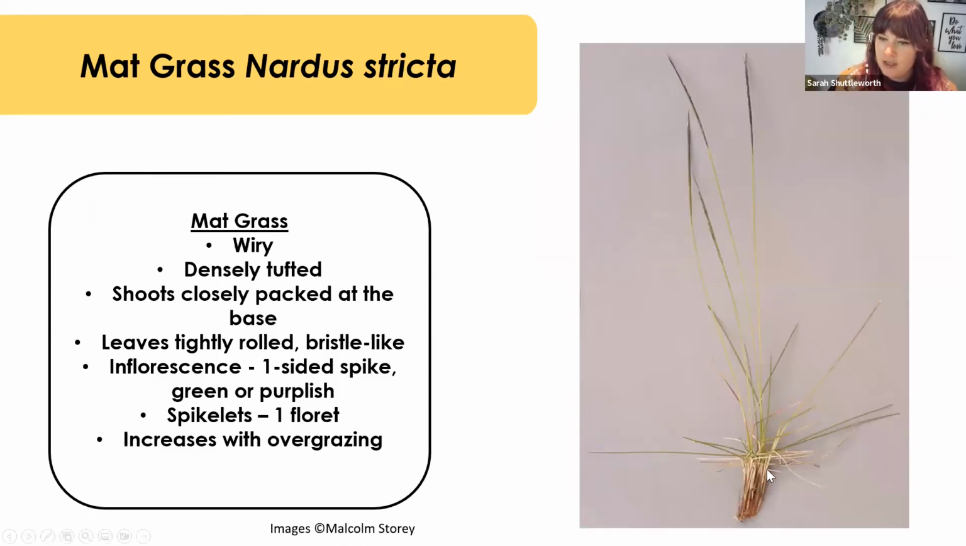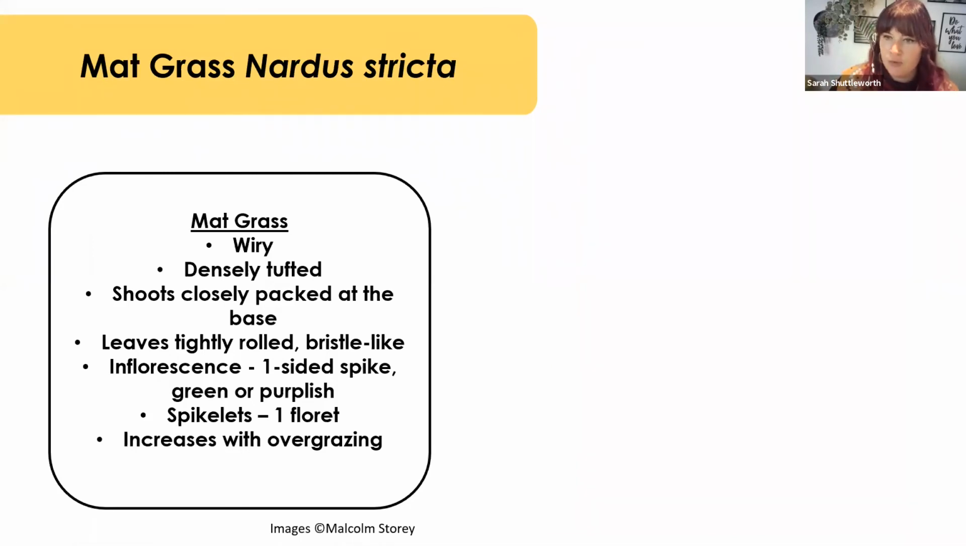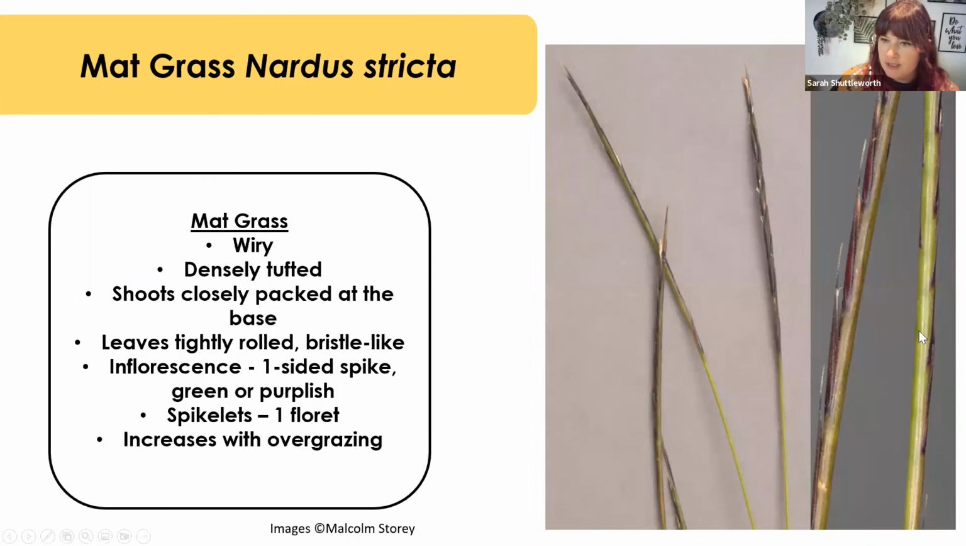And you can see that the leaves come out quite acutely from the base. That's another thing that creates this spread out effect. That's quite classic for it. And just to look at that inflorescence a bit closer. So it's a one-sided spike, which is quite interesting in itself.